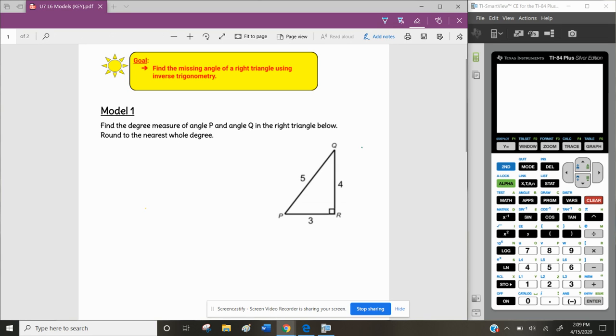This is Numbers with Nicole, and I'm going to model some problems where we find the missing angle of a right triangle using inverse trigonometry. I made a video before this one that you should have viewed explaining inverse trigonometry and what I mean by that.